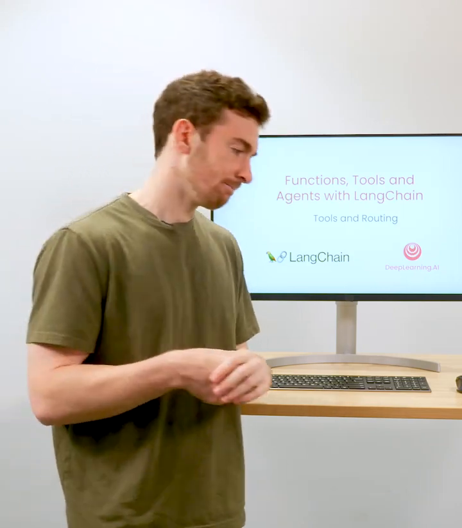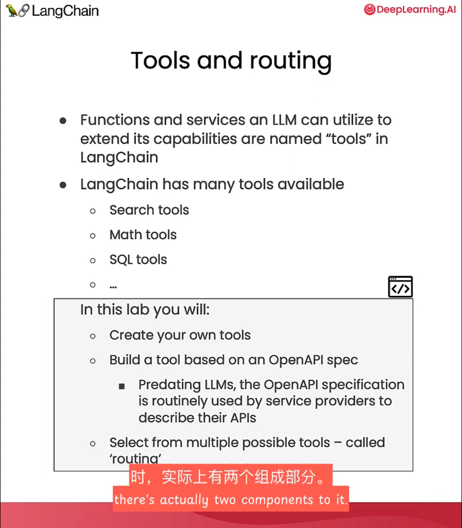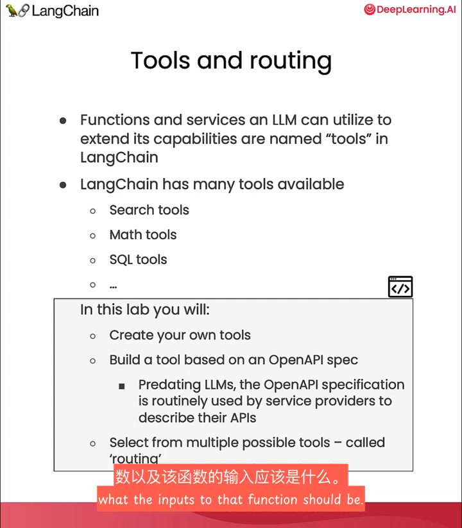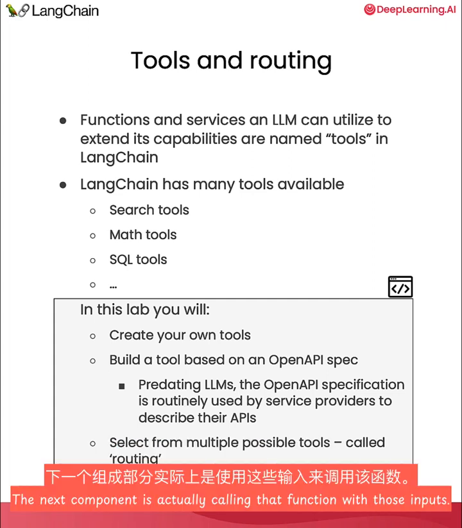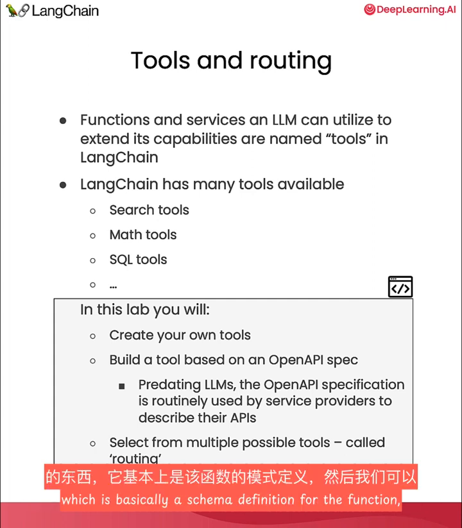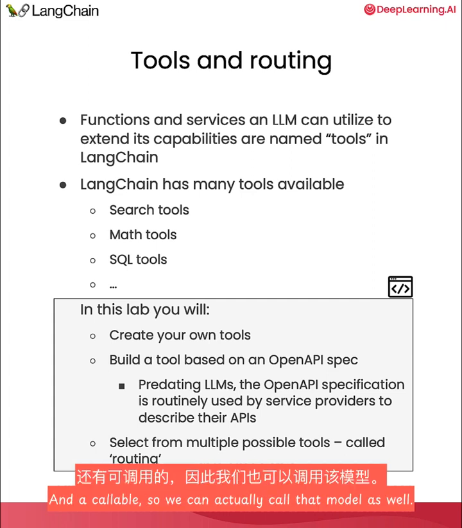Let's dive in. When we think about having a language model use functions, there's actually two components to it. The first is having the language model decide which function to use and what the inputs to that function should be. The next component is actually calling that function with those inputs. LangChain combines those two ideas into something called a tool, which is basically a schema definition for the function, which we can then convert into the OpenAI function spec, and a callable, so we can actually call that model as well.